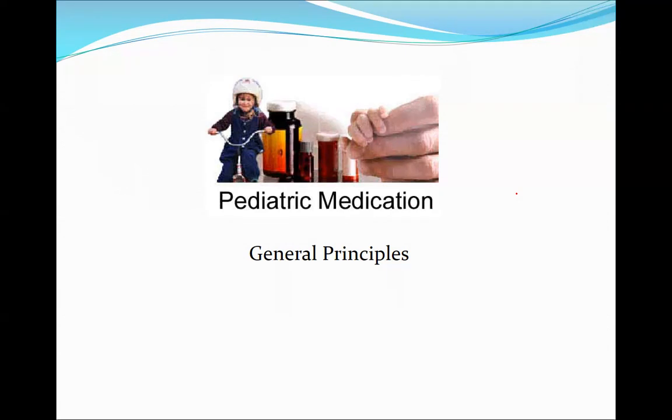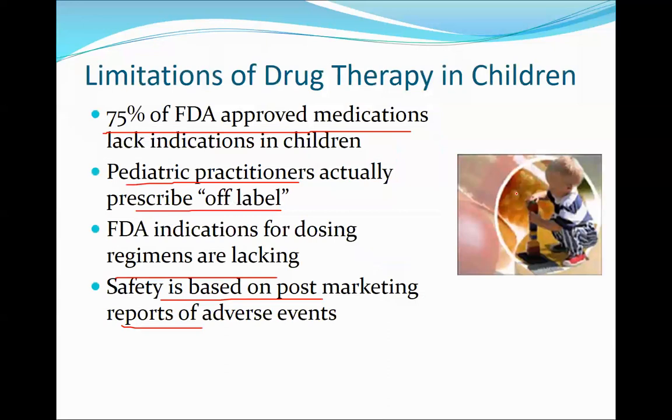When we talk about the pediatric population or pediatric medication, there are certain general considerations and limitations. The first limitation is that most of the drugs, maybe 75% of FDA-approved medications, do not have indications in children. Most of the drugs are used off label, not by everyone, but by a subgroup of practitioners. There are specific lacking indications for a particular regimen by the FDA, and the safety of most of these drugs is based upon post-marketing reports of adverse events.